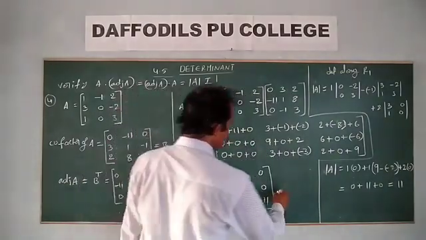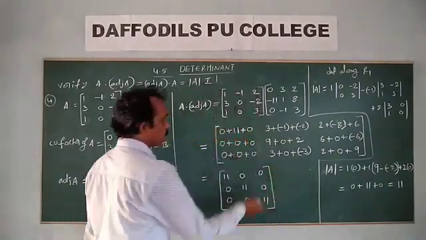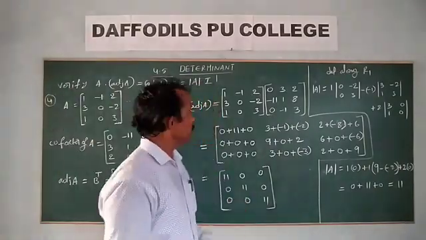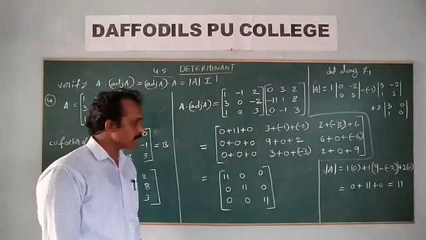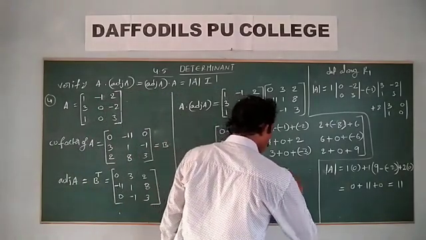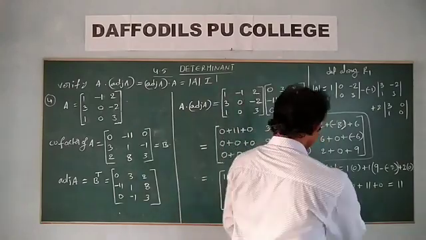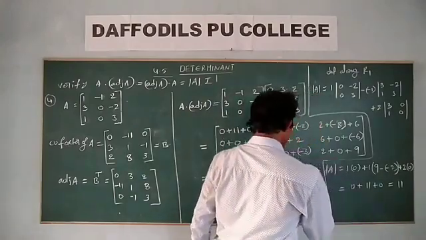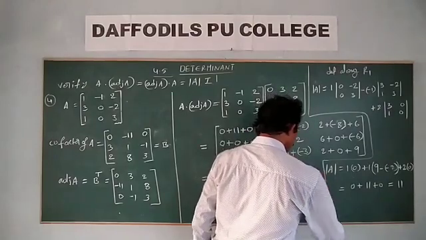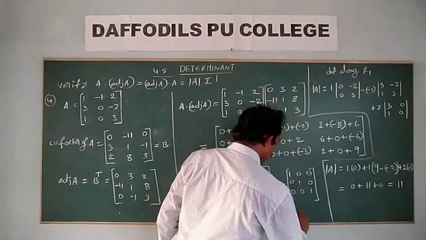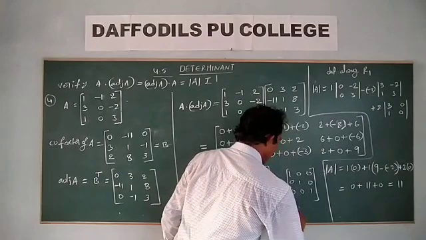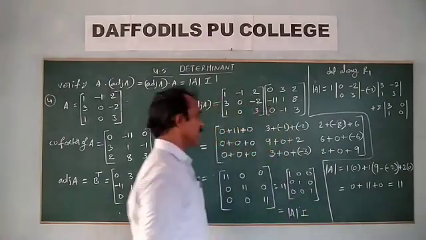From this matrix, what you find is that this value is equal to determinant of A into I. So this can be written as 11 of the matrix 1 0 0 0 1 0 0 0 1. So this value is 11 of I, which means determinant A into I.